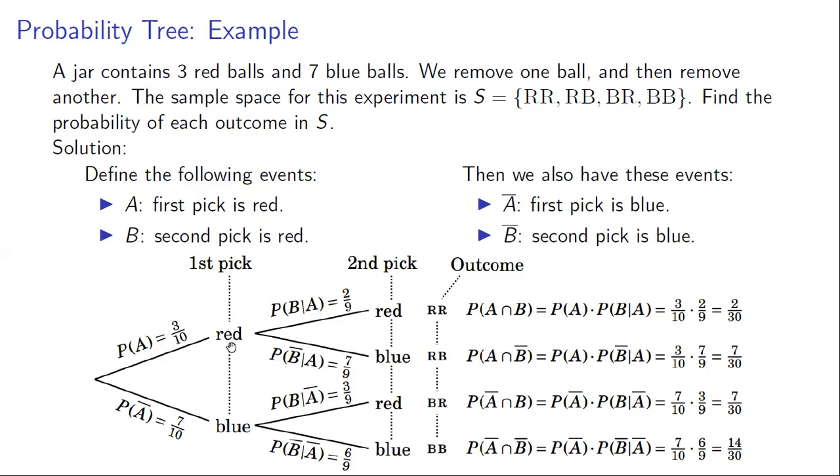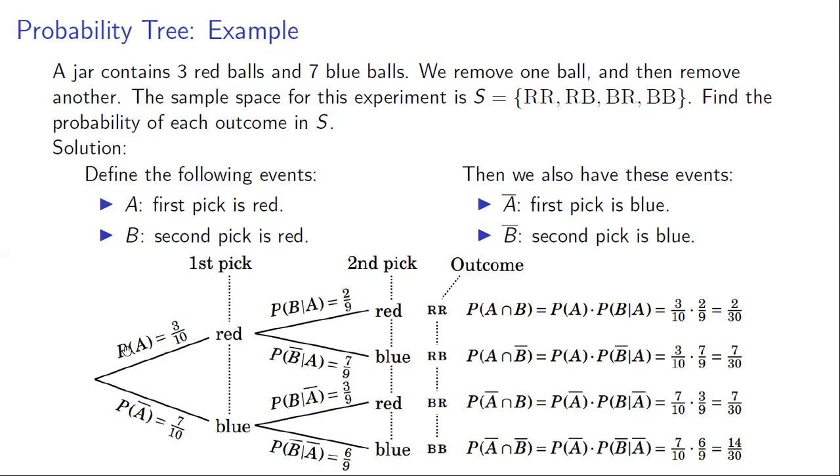Now, let's say we picked red as the first pick. What is the probability of B given A? If we know that the first pick was red, well, there are 9 balls left. We started with 3 red balls, and now we only have 2 red balls left. So the probability the second ball was red, given that the first ball was red, is 2/9. And that leads to the outcome of RR.